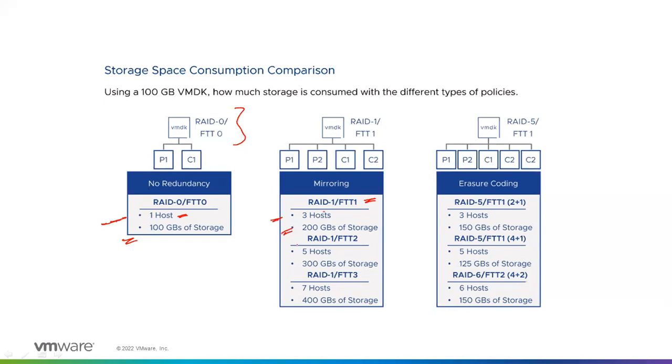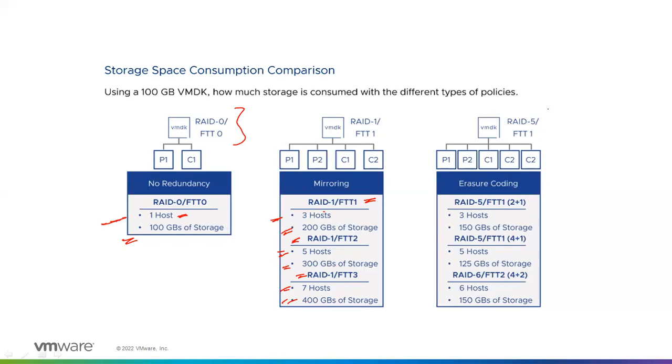And what is the consumption? 200 GB, right? Because the third one is the witness. Then RAID 1, FTT 2, 5 hosts, 300 GB is your consumption. RAID 1, FTT 3, 7 hosts minimum, 400 GB will be your consumption.